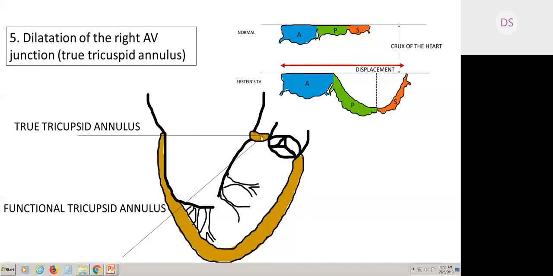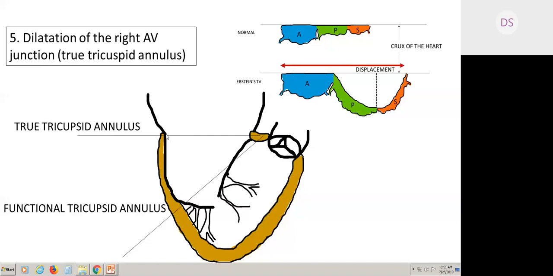So this is where you align the line with the aortic annulus. The functional annulus is much below the true tricuspid annulus. And as we see in this figure, the anterior tricuspid leaflet and the rest of the leaflets are much bigger, because of which even the true annulus gets dilated. And this is the fifth component.